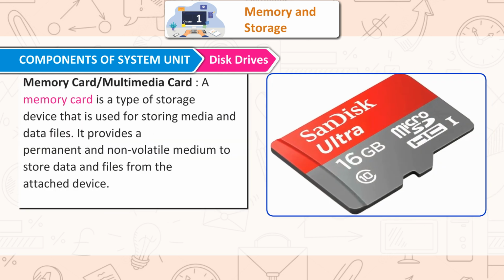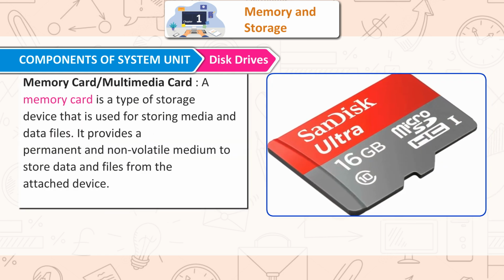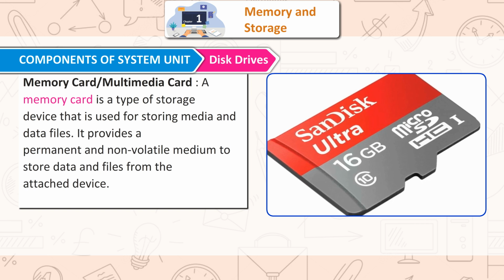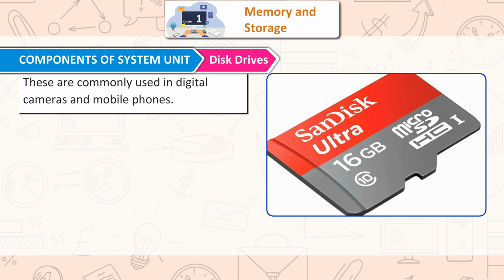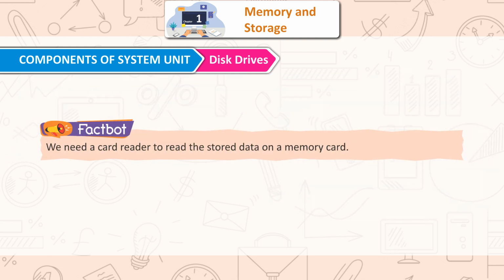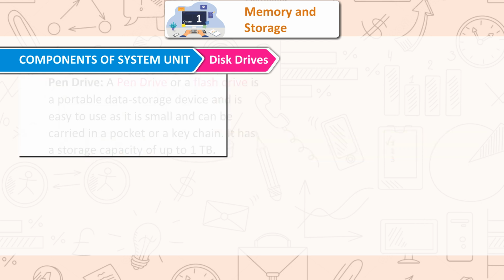Memory card or multimedia card. A memory card is a storage device that is used for storing media and data files. It provides a permanent and non-volatile medium to store data and files from the attached device. These are commonly used in digital cameras and mobile phones. Factbot. We need a card reader to read the stored data on a memory card.